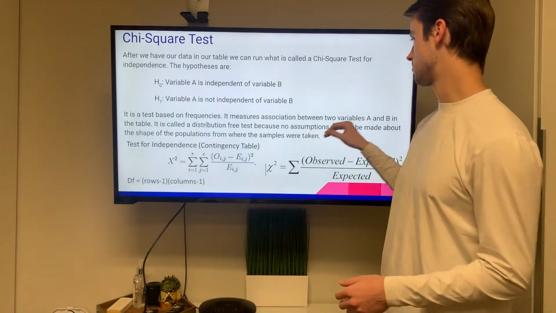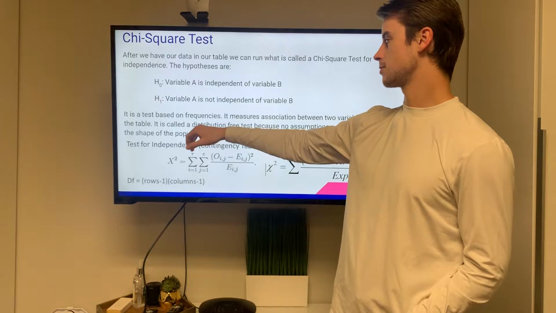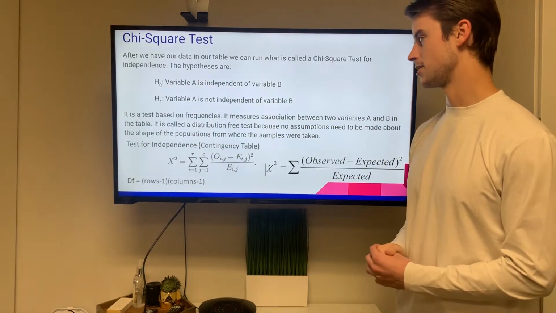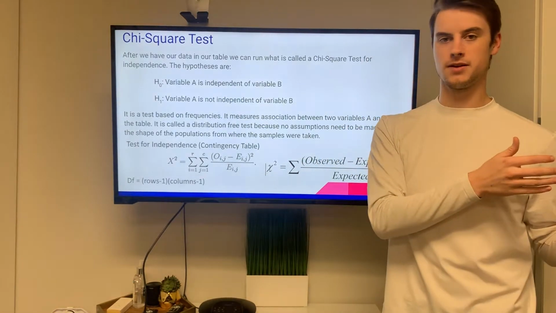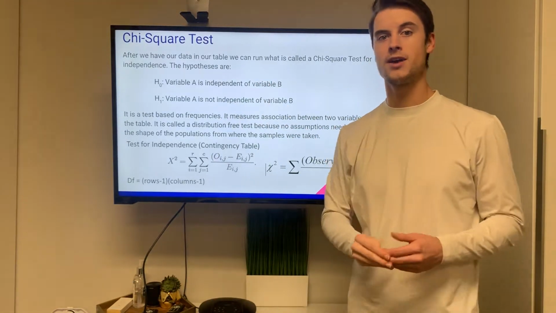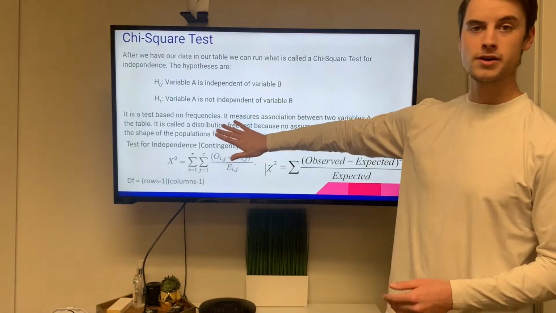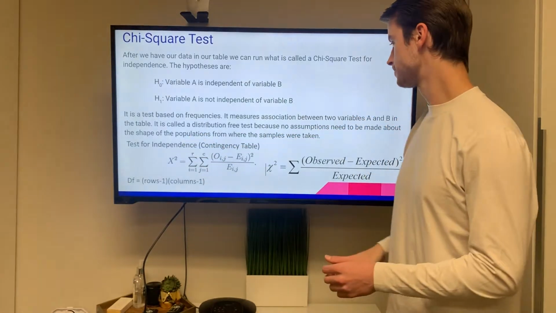It measures association between two variables, A and B. And this is what's called a distribution-free test because no assumptions need to be made about the shape of the population. Every other hypothesis test that we've ever taken, we have to assume normality for the population. Well, in this chi-square test, you don't have to assume normality. That's the great thing about this test.